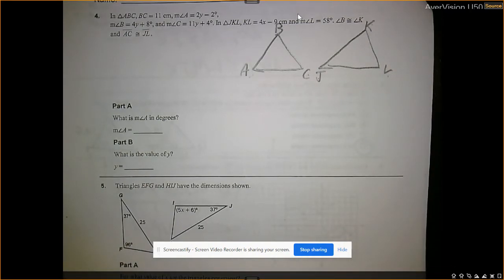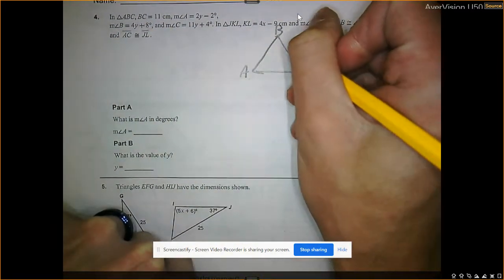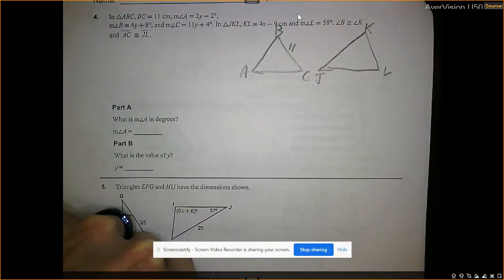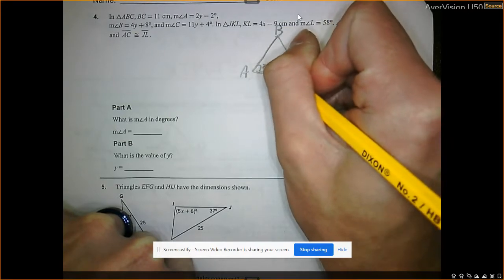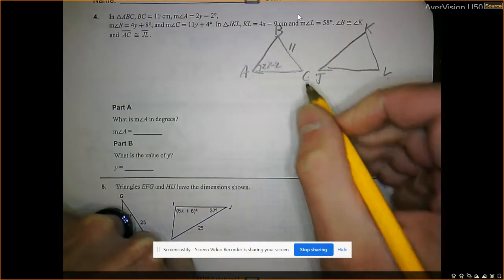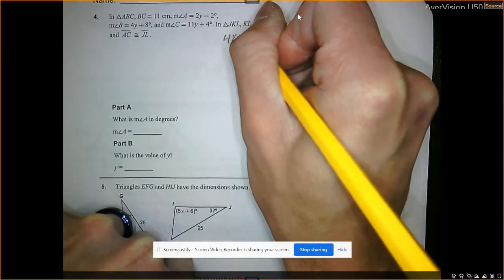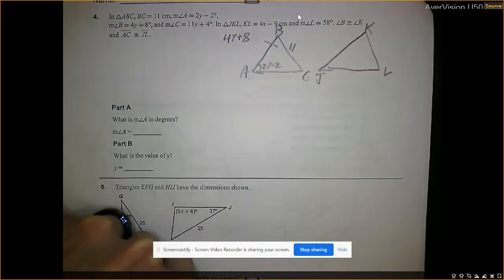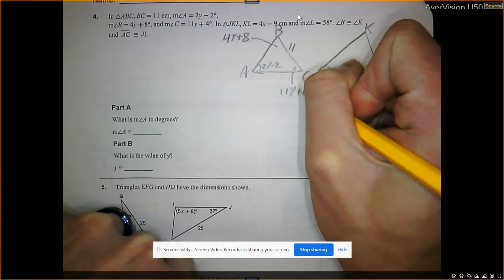That's something I didn't mention in the last one. Okay, but that should happen that way. All right, now BC is 11 centimeters, so I'll label this 11. Angle A is 2y minus 2, so that's this angle right here, 2y minus 2. Angle B is 4y plus 8. I'm running out of room here, so we're just going to draw a little arrow here, 4y plus 8. Okay, that's angle B. And then angle C, we're also told, is 11y plus 4.